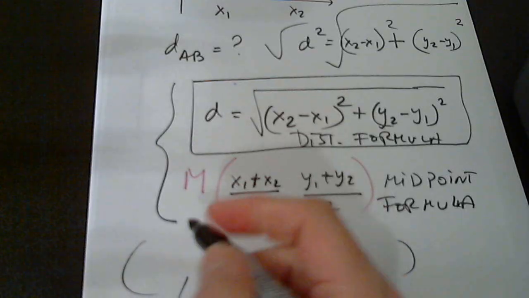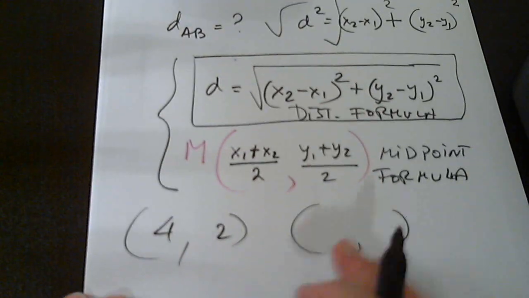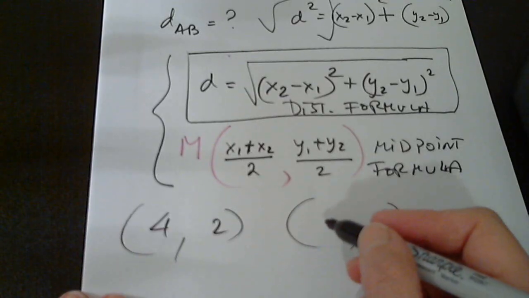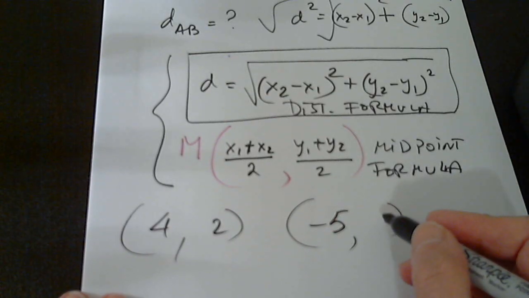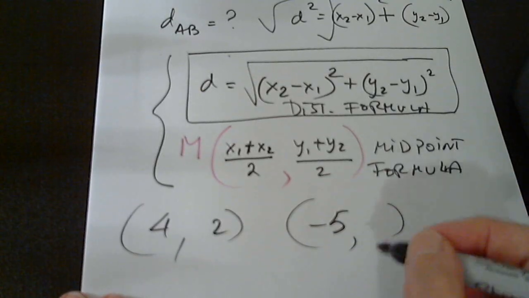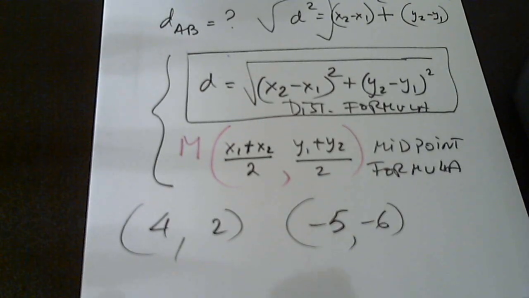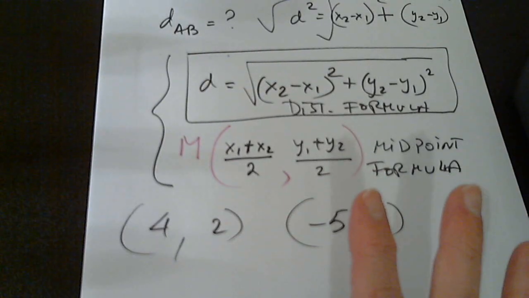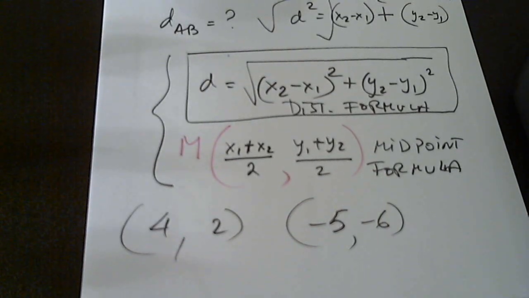4 and 2. 4 and 2 is perfect. Throw in some negative in there. Okay, -5. Can we do 2 negatives? It doesn't matter. It's up to you. At least one. Okay, -6. And -6. Perfect. Very good. The midpoint is the easiest. And I'm going to start with the midpoint.